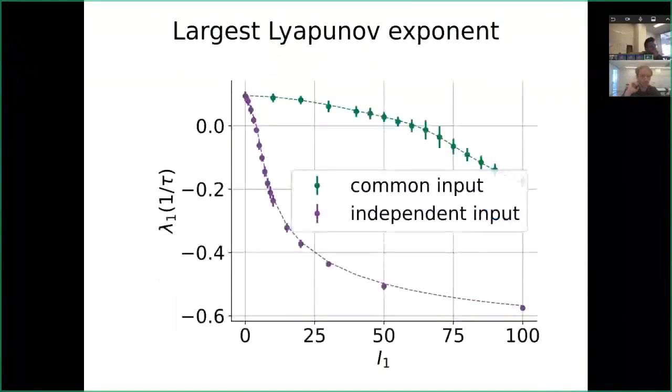And that works out all well. And so here's the largest Lyapunov exponent as a function of the input strength for common and independent input. And again, you see that huge difference between common and independent input, and the dots are the numerics, and the dashed line is the theory, and they work rather well.